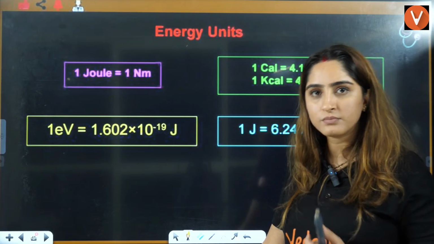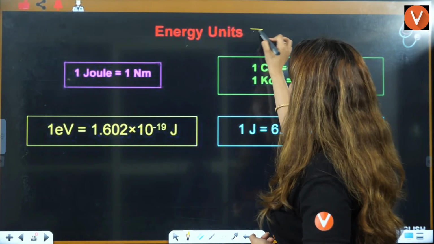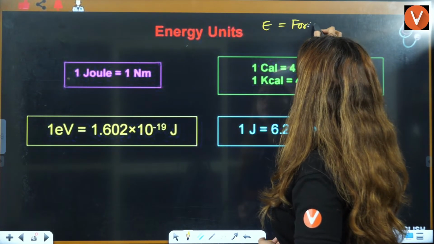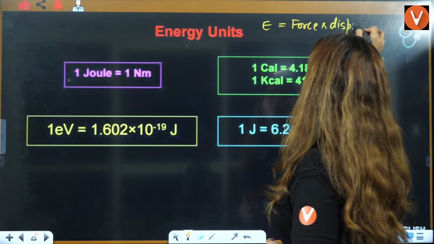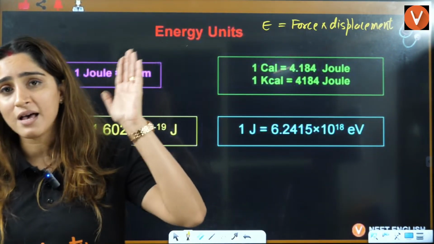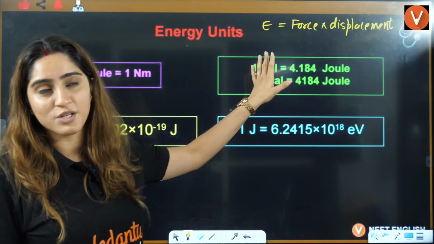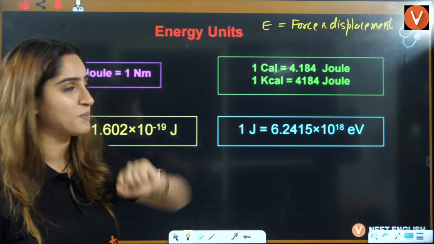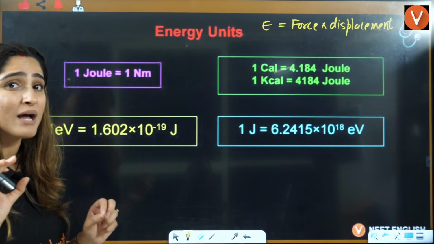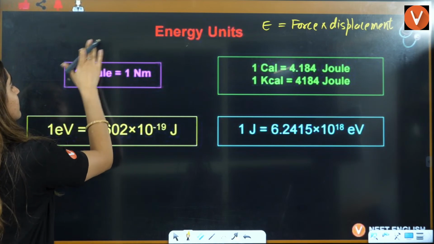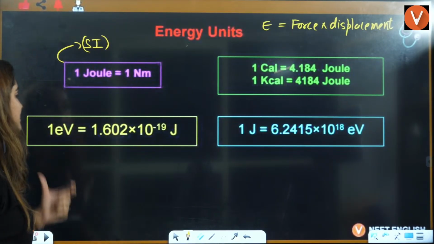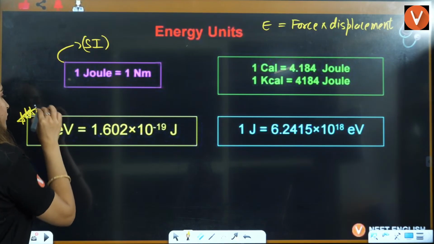First, what is important for you: joule is nothing but Newton meter. Why, ma'am? Because can you tell me the formula of energy? That is nothing but force into displacement. This you must have studied in your physics. I have not studied physics for I don't know how many years, but I still remember these formulas. Energy is equal to force into displacement. So force is Newton and displacement is meter, so the answer will be Newton meter. That is 1 joule, that is the SI unit. This conversion is very, very important for you.